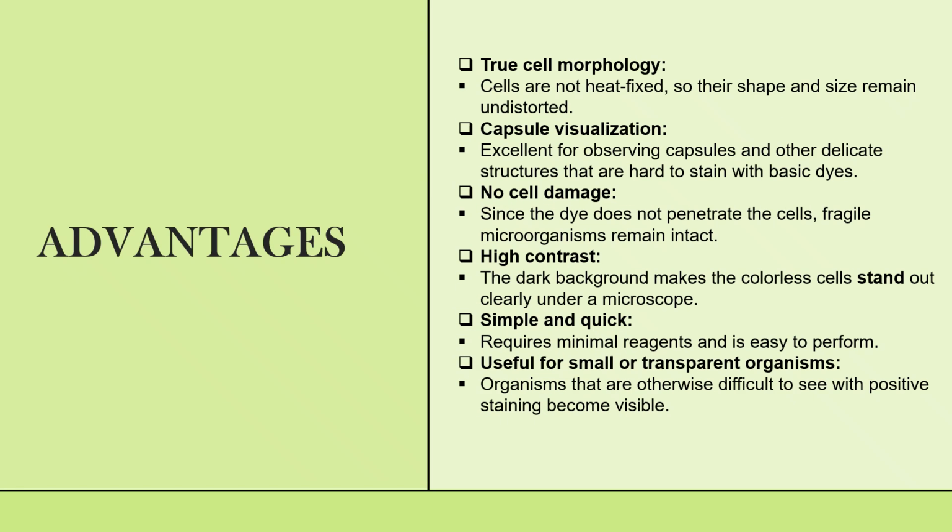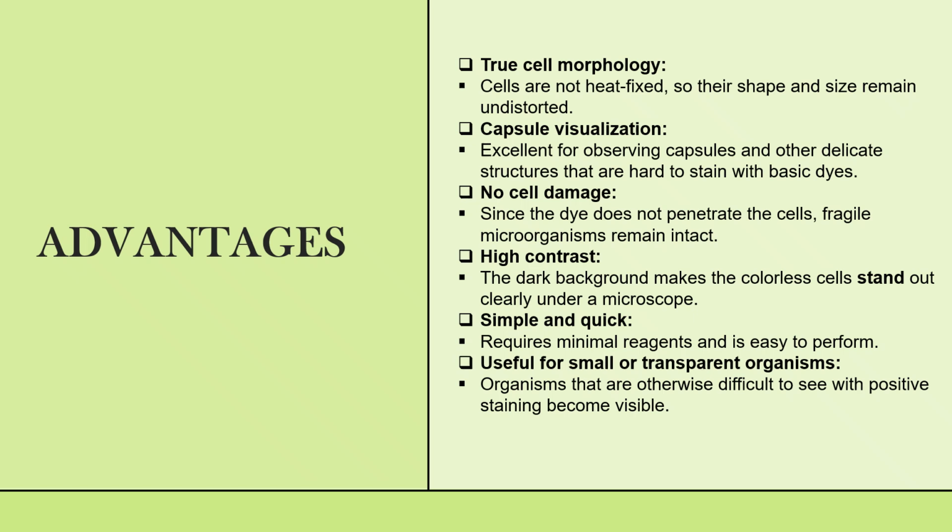Observe it under the microscope. Advantages of negative monochrome staining. True cell morphology: cells are not heat fixed, so their shape and size remain undistorted. Capsule visualization: delicate structures are visualized. No cell damage: since the dye does not penetrate the cells, fragile, or sensitive, microbes remain intact.